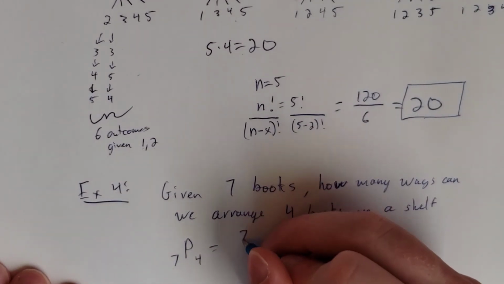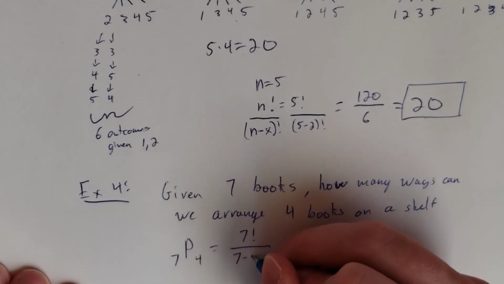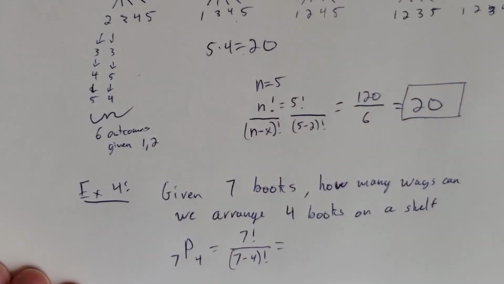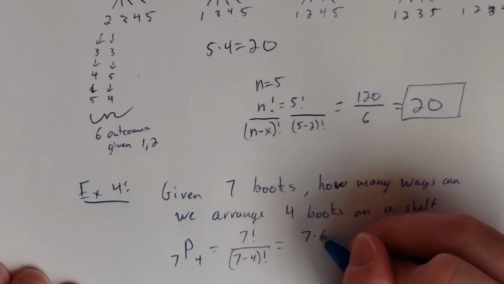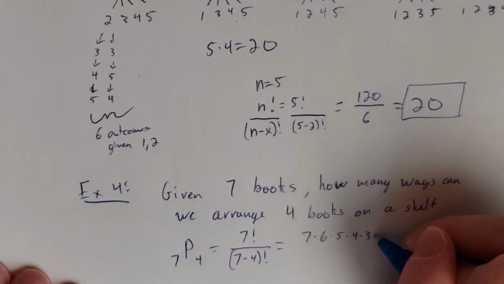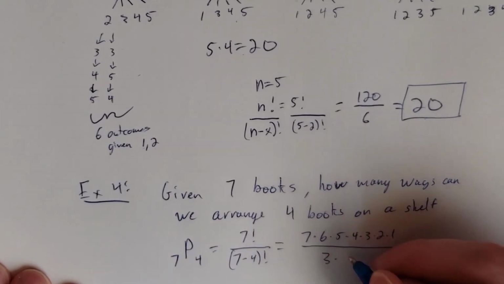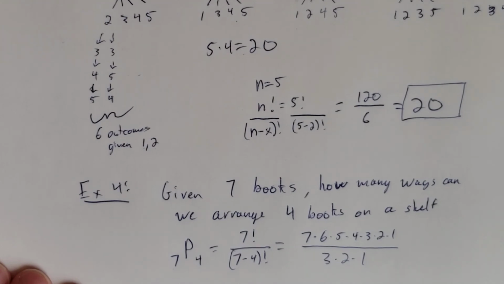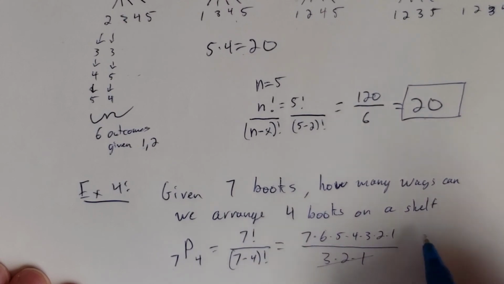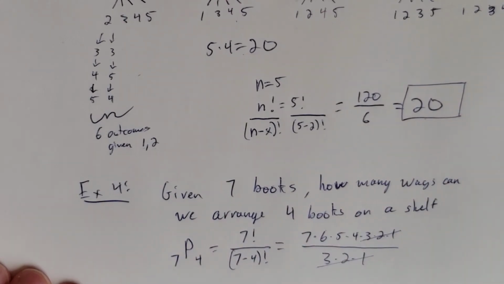How do we do that? That is 7 factorial over 7 minus 4 factorial, just plugging everything in. 7 factorial is 7 times 6 times 5 times 4 times 3 times 2 times 1. 7 minus 4 is 3, so 3 factorial is 3 times 2 times 1. And notice here that this is really nice. 7 factorial divided by 3 factorial gives us a nice little calculation that 3 times 2 times 1 all cancels with the 3 times 2 times 1 up here. So this is really 7 times 6 times 5 times 4.